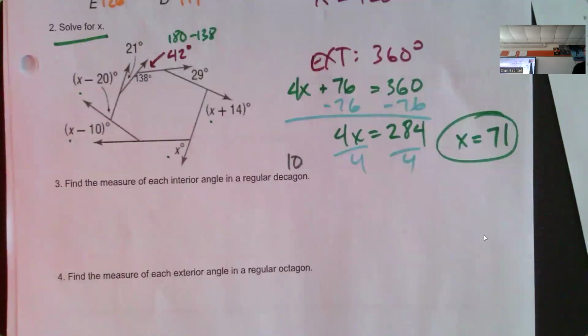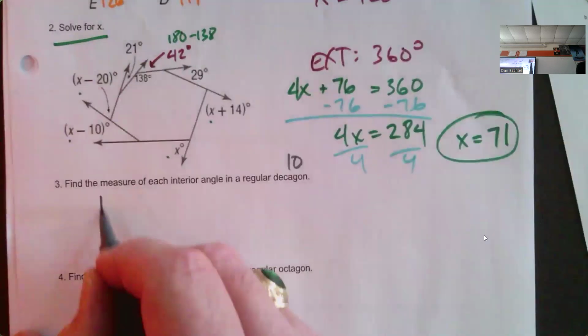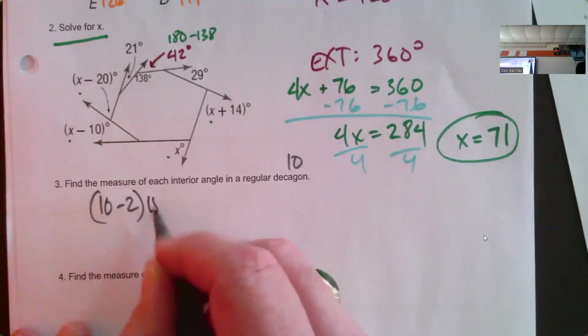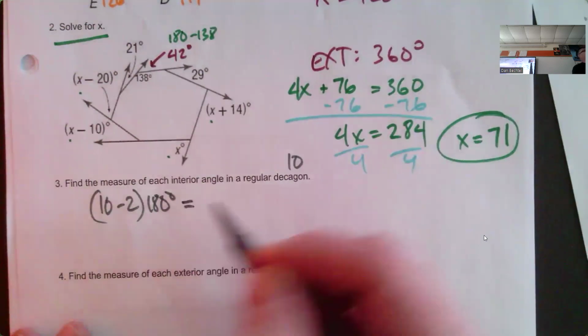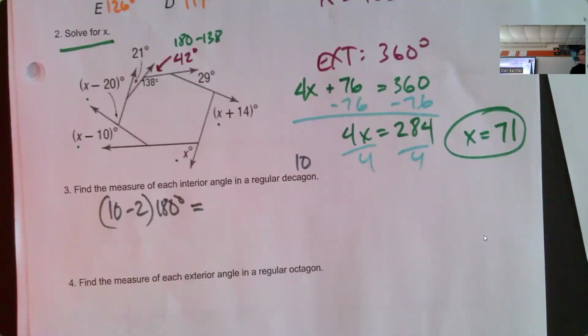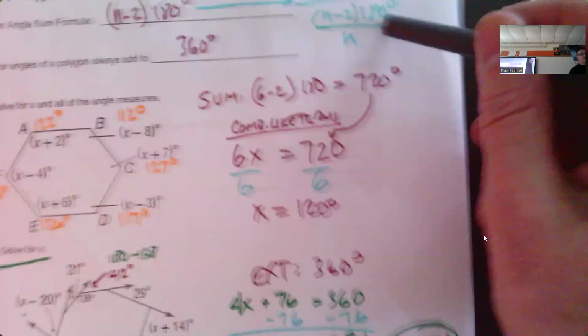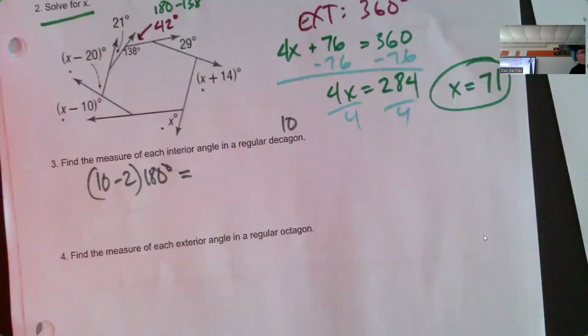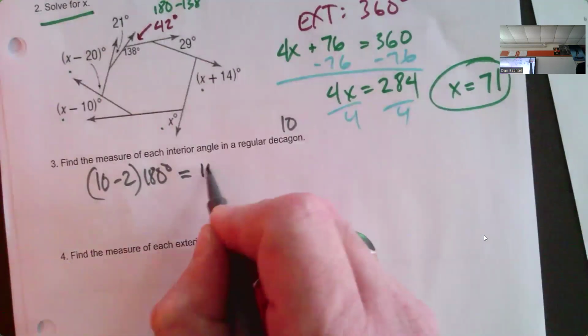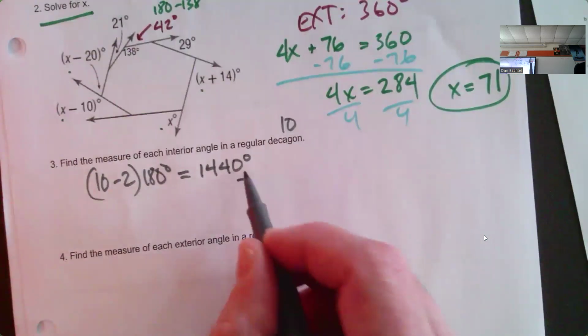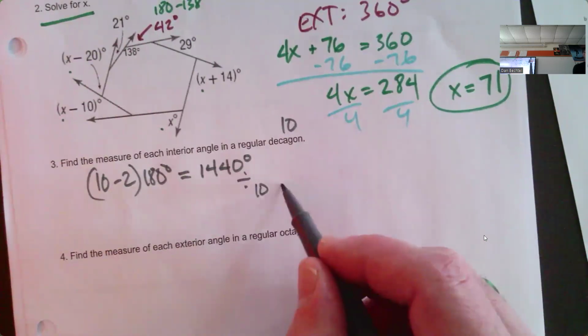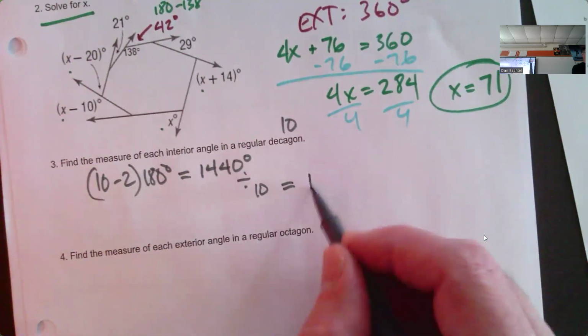What do we got to do first? 10 minus 2 times 180. That's going to give us our total, right? Then once I get that total, what am I going to have to divide it by? I got to divide it by 10 because it's a regular decagon, so there's 10 angles. This brings us back to that formula we had written down from the very beginning. Now, what is 8 times 180? 1440. Then I'm going to take that and divide it by 10 because of the 10 angles. The nice thing about dividing something that ends in 0 by 10: 144.